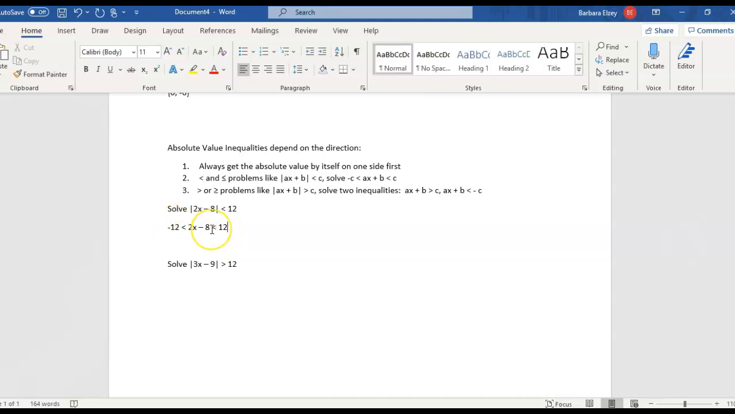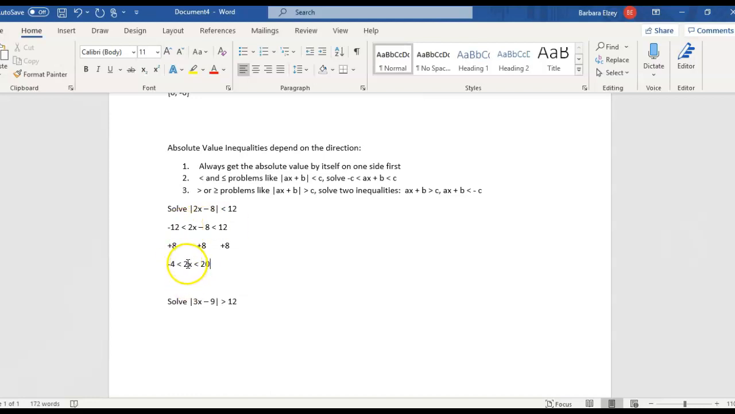Let's solve it. Now let's remember when we were solving the double inequalities, we pretended like this left part didn't exist. So if we were just solving this right part, we would add 8 to get x by itself. So let's add 8 to all three pieces, plus 8, plus 8, and plus 8. Negative 12 plus 8 will be negative 4. We'll get 2x in the middle. And then 12 plus 8 on the right will be 20.